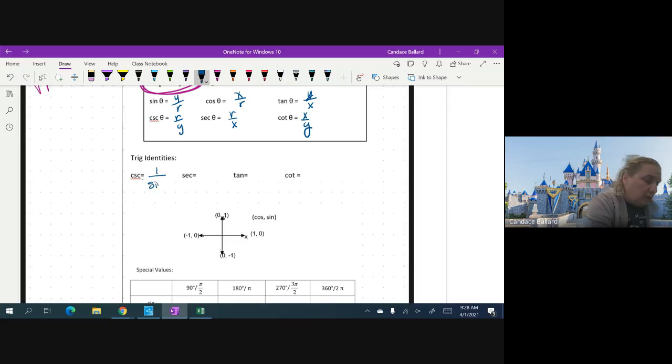So cosecant is the reciprocal of sine. So we would write 1 over sine. And I know I was really bad and did not write an X there. It really should have an X. Secant of X would be 1 over cosine of X. Those are the reciprocal identities.